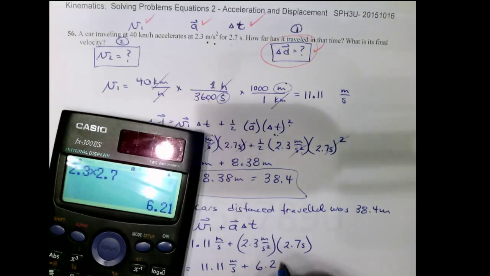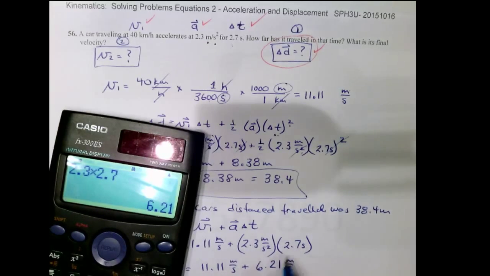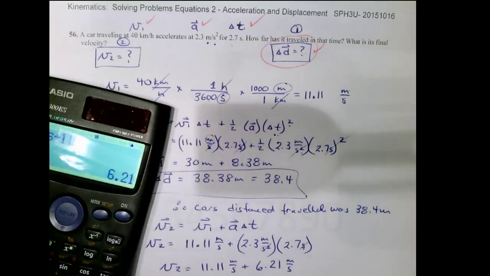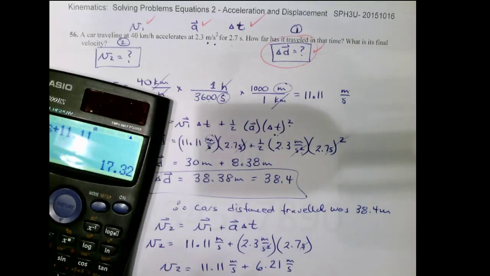6.21 meters per second. How do I know it's meters per second? Meters in the numerator? Yep, meters in the numerator, divided by seconds squared times seconds. So one of those cancels out with that. It leaves me with seconds in the bottom. So that's good. And I get a V2 equal to 17.32 meters per second.